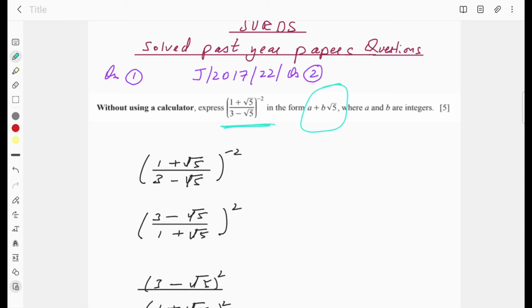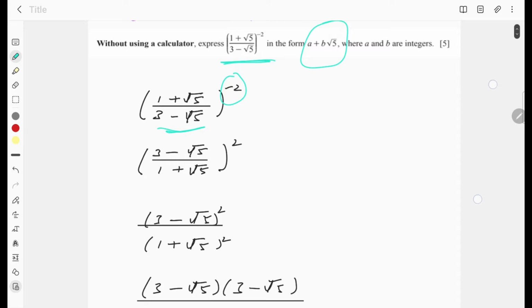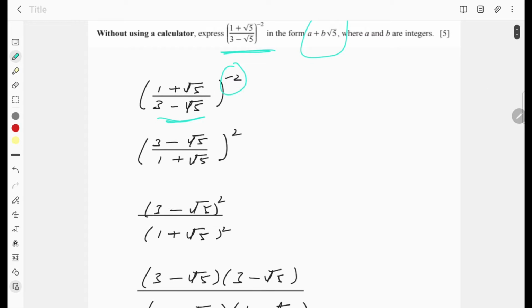Now, first of all, you have to get rid of this negative power, and if you flip your fraction, like I'm writing this 3 minus under root 5 in the numerator, I'm flipping my fraction, then this negative will become positive. Then this power 2 will become separately in the numerator and in the denominator.